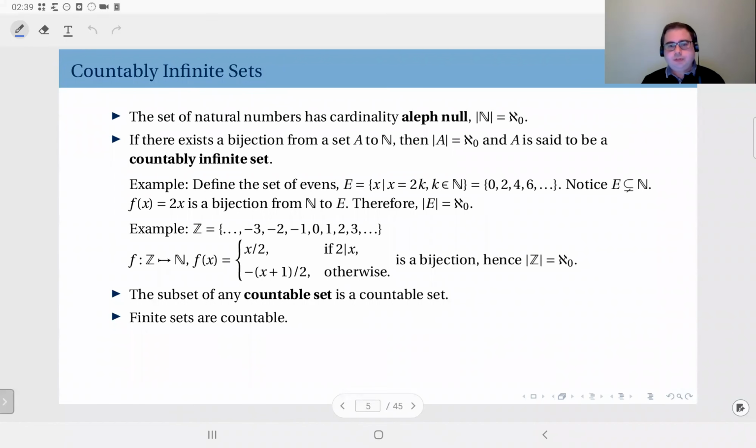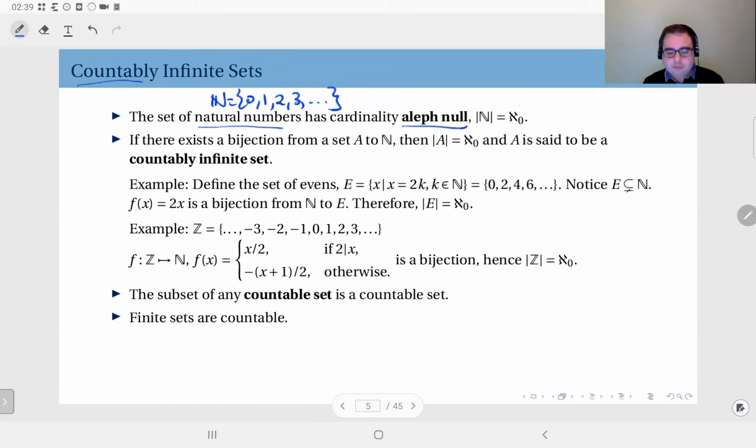Now, after this observation, we are going to turn our focus to the simplest case of infinite sets, which are the countably infinite sets. At this point, we have a new term here: countable. What does countable mean? We start here with a definition. The set of natural numbers, 0, 1, 2, 3, etc. towards infinity, has cardinality aleph null.